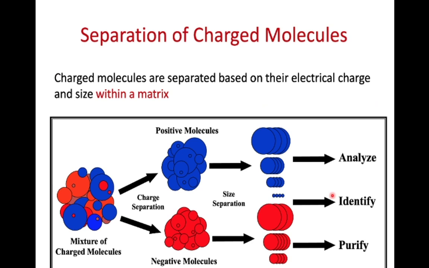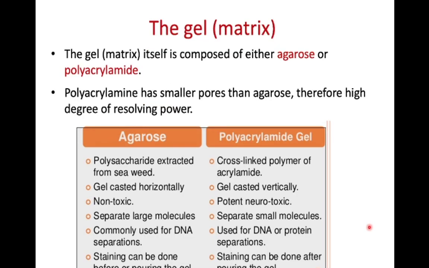This is based on understanding how the proteins are charged, so the separation of charged molecules. The charged molecules are separated based on the electrical charge and size within the matrix. So we have a mixture of charged molecules, and we can separate them according to charge. We have positive molecules and negative molecules, which we can then analyze, identify, and purify. Whilst the gel matrix is composed of either agarose or polyacrylamide, mostly we use polyacrylamide.